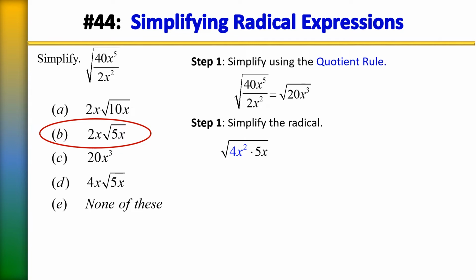So let's go ahead and solve the perfect. So the square root of 4x squared would be 2x, which gives you the answer. And remember, when you solve it, it goes out in front. So the answer would be 2x radical 5x, or you can also say it as 2x square root of 5x. Choice C.